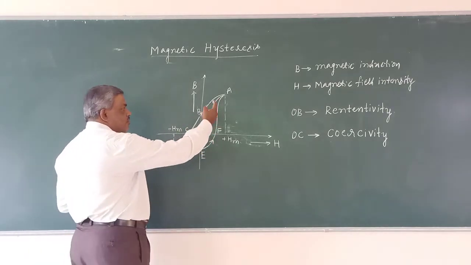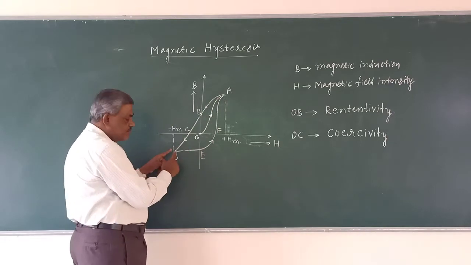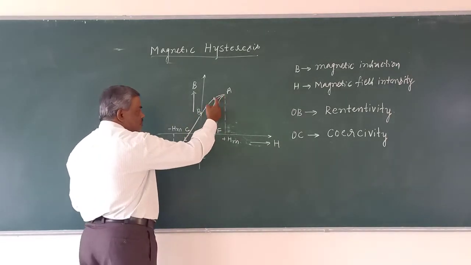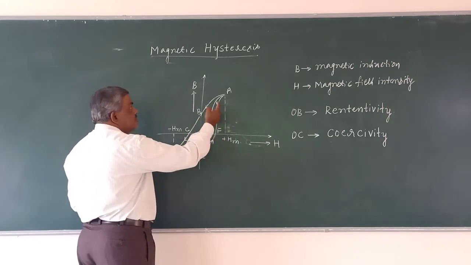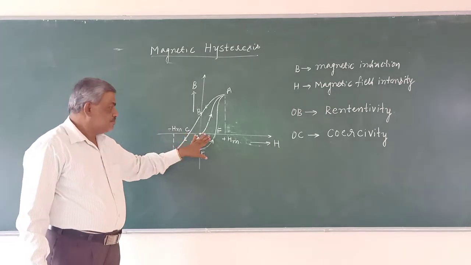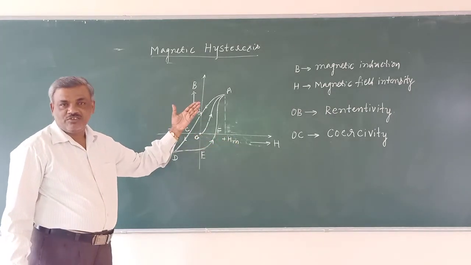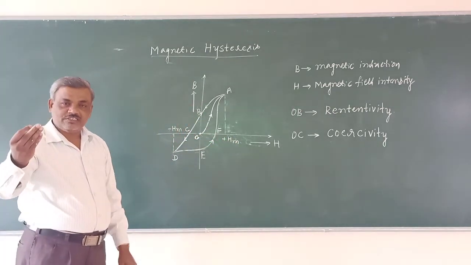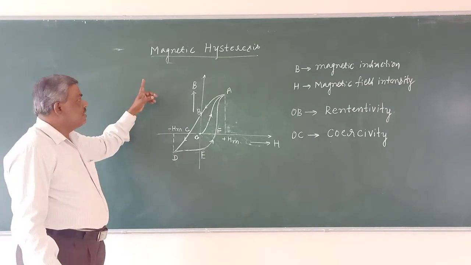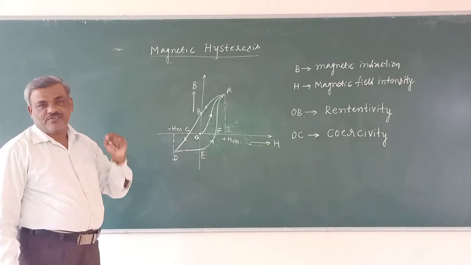So this is one half cycle. After the same process for another half cycle, the entire loop is called the hysteresis loop. A specimen is kept at point O, H increases, B also increases. When a ferromagnetic substance is taken through a cycle of magnetization, it is called magnetic hysteresis.